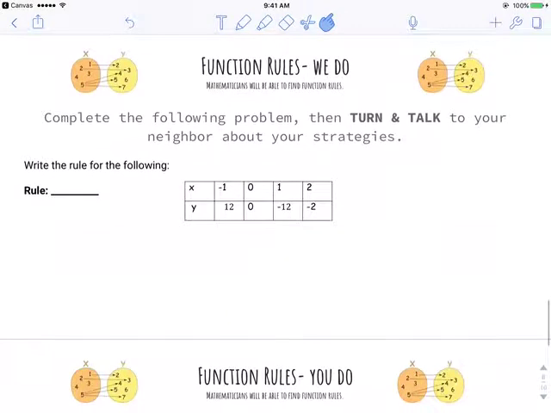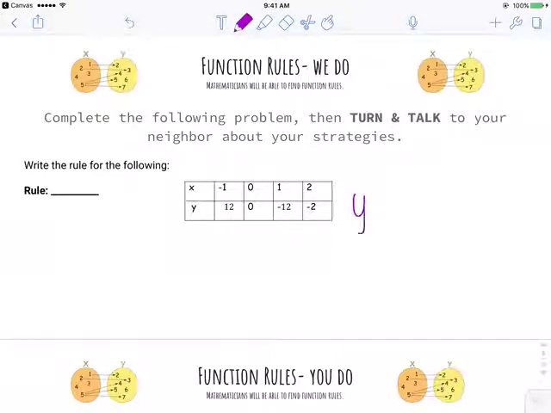Go ahead and pause the video, and I want you to try both of these. So do the turn and talk with a neighbor, and then do the you do problem by yourself, okay? Come back to the video and I'll go through them.